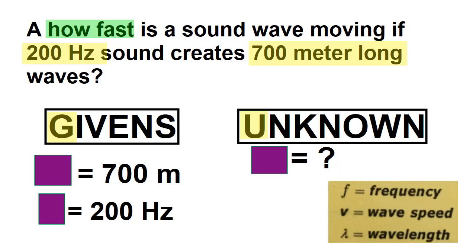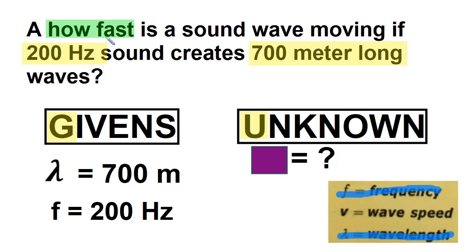Okay, so you see how the units are going to help. Looking here, I got 700 m, 700 meters. So that's probably going to be the length. The length is the only thing in there measured in meters. So length, wavelength. And then 200 hertz, that's frequency, because frequency is in hertz. Okay, and the last one is wave speed. And it does say how fast is the question. So how fast is wave speed? That's our question. And there you go. Let's try one more.